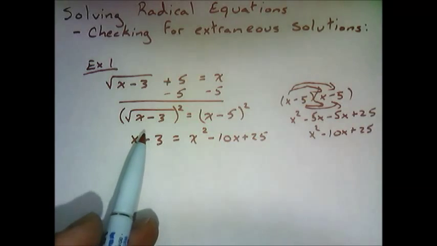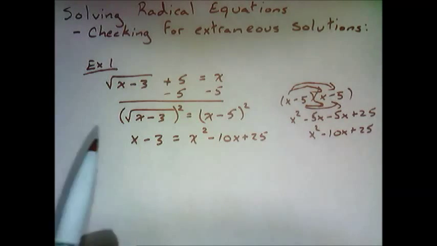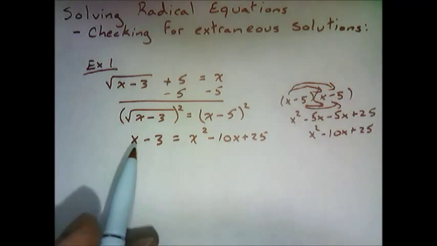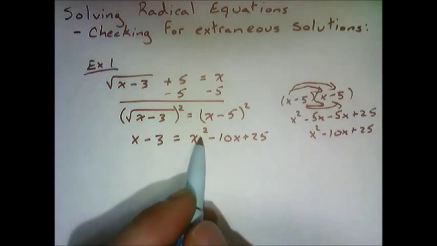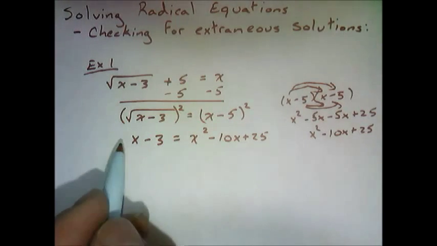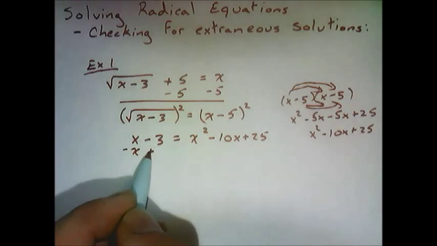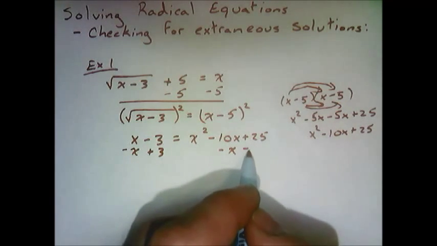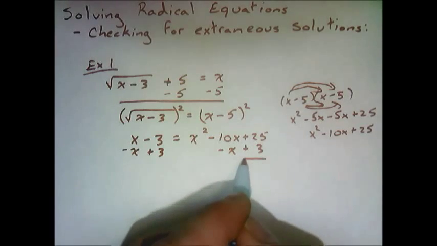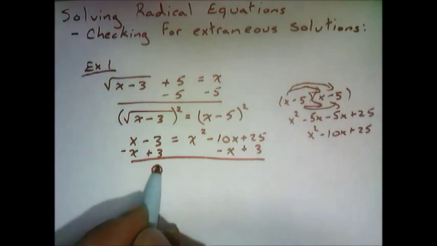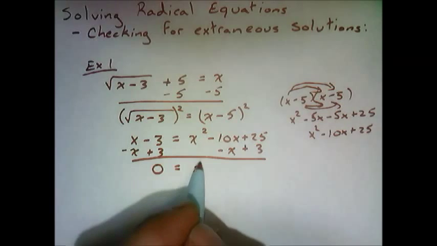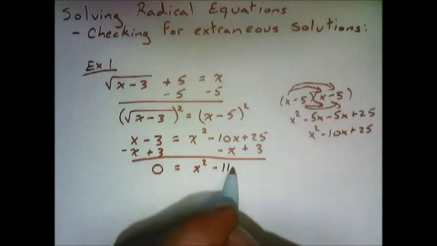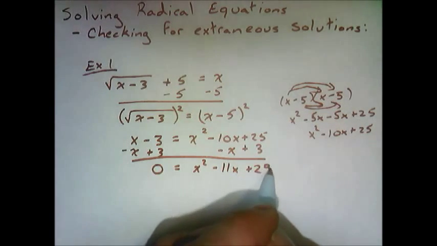Solving this now, we don't have a linear equation like we had in our earlier examples. So what we're going to do is solve this quadratic. In order to solve a quadratic, we're going to set it equal to 0. So we're going to subtract x from that side, and we're going to add 3. So now our left side becomes 0, and our right side becomes x squared minus 11x plus 28.